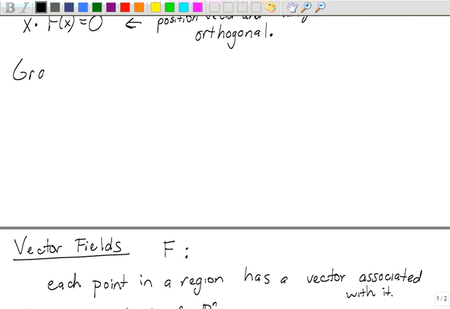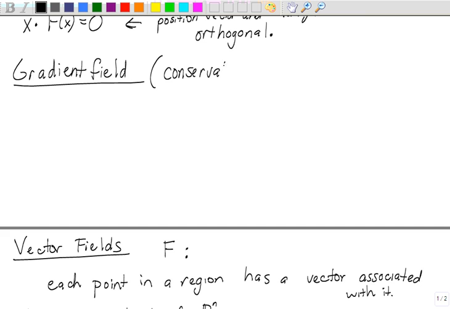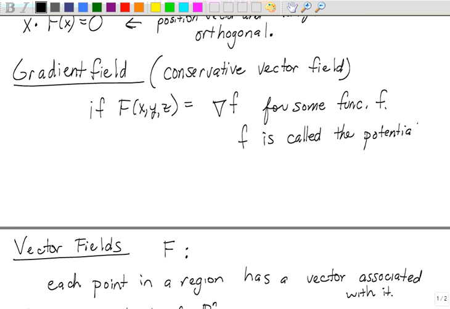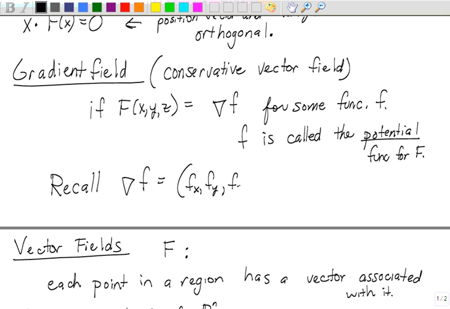Okay, then we can also talk about a gradient field. This is also called a conservative vector field. And that's if our vector function is del f, the gradient of f, for some function f. And f is called the potential function for capital F. And recall what del f is. The gradient of f is fx, fy, fz, and that's a vector.